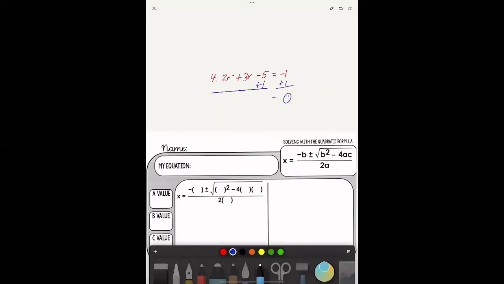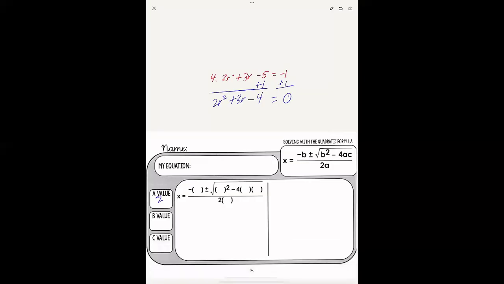This is going to be 0, which is what we need. This is going to be 2r squared plus 3r. A negative 5 plus 1 is going to be a negative 4. And there we go. Then we would plug in our A would be 2, our B would be 3, our C would be a negative 4.